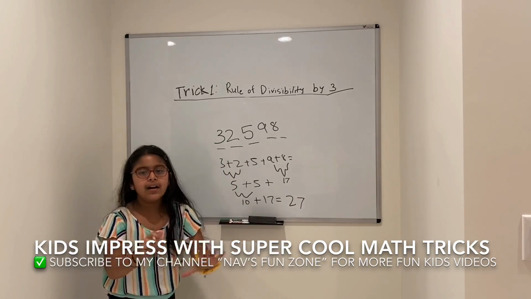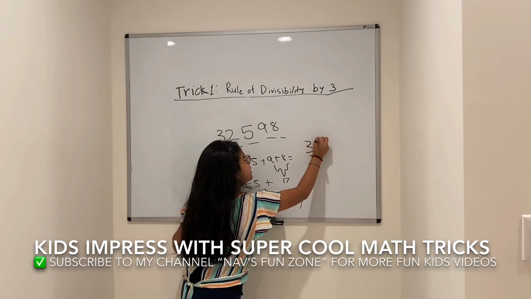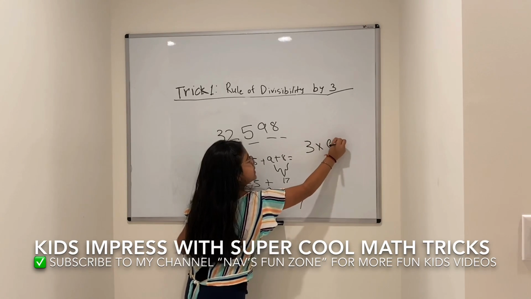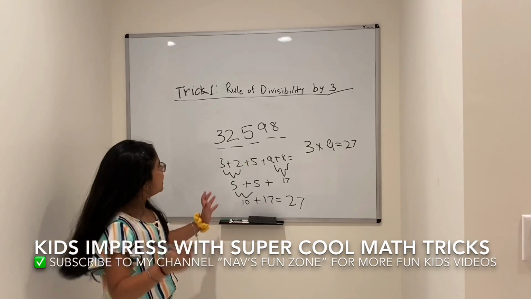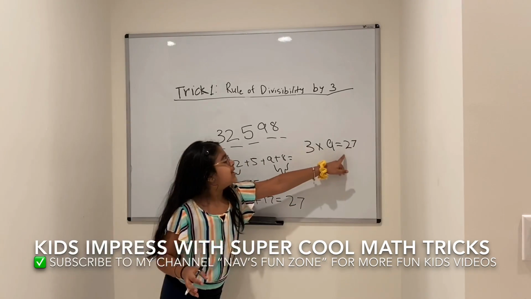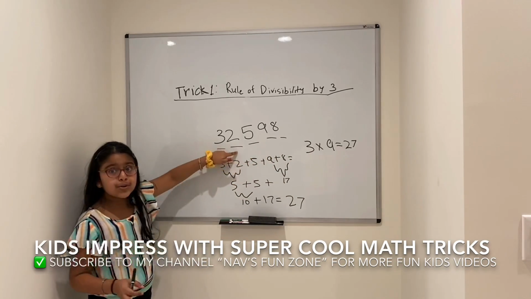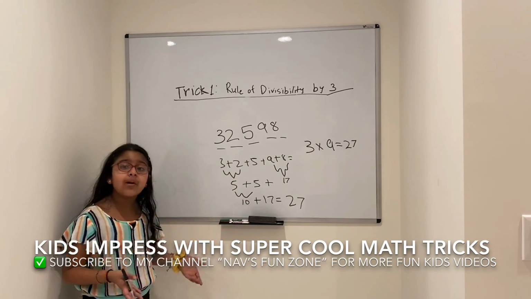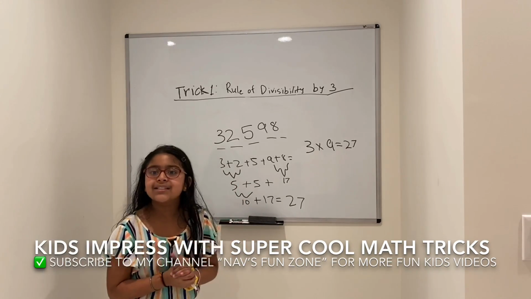And wait, 3 times 9 is equal to 27. So, if 27 is divisible by 3, that means this number is also divisible by 3, like I taught you before. Okay, so now you know this works.